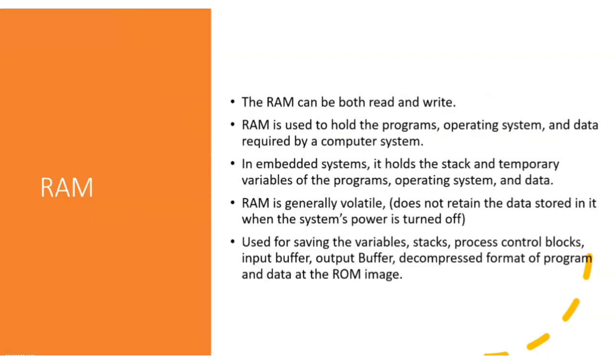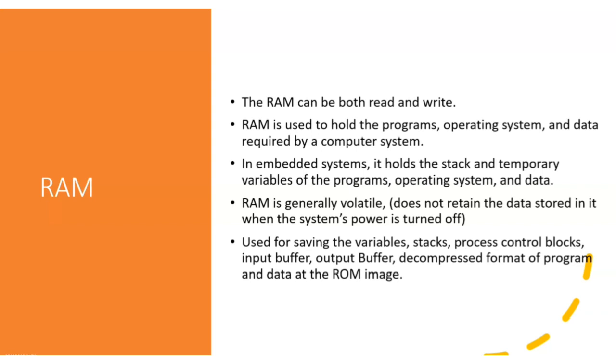Okay. Next is RAM. The next category of memory is RAM, that is random access memory. Here we can both read and write this memory. It is used for holding programs, operating system data, and data required by the computer system. In embedded systems, it holds mainly the stack and temporary variables of the program, operating system, and data. So for storing temporary data and very frequently used data, we can go for RAM. This memory has to be frequently read and written.